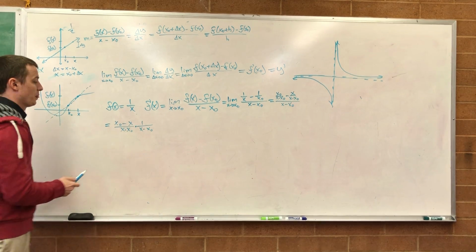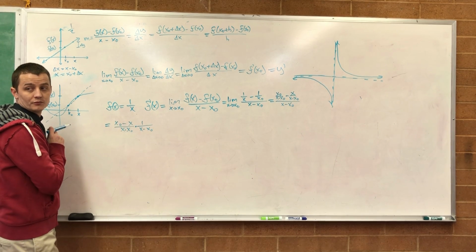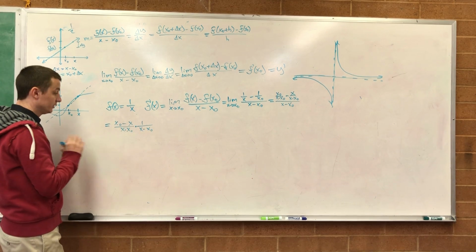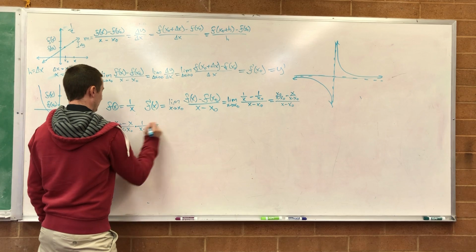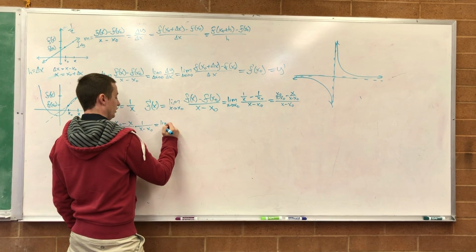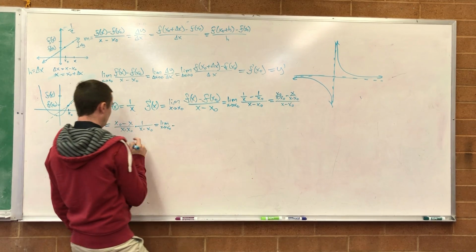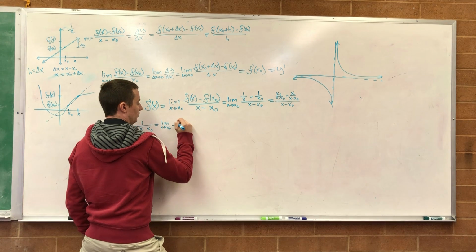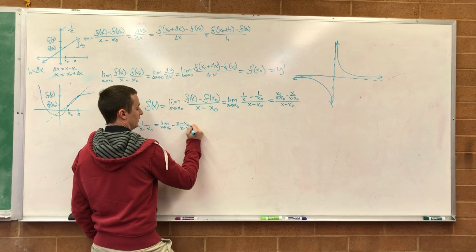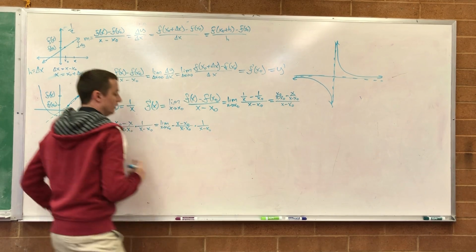Now notice that I can almost cancel this out with this. They're almost the same, but not quite. How can I make this look like this? Factor out a negative. Perfect. So this is equal to the limit as x approaches x naught of negative, pulling a negative out of this term, x minus x naught over x times x naught, times 1 over x minus x naught.